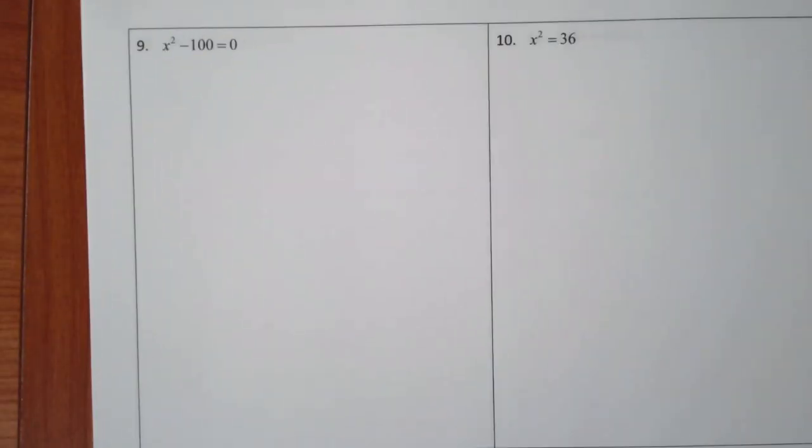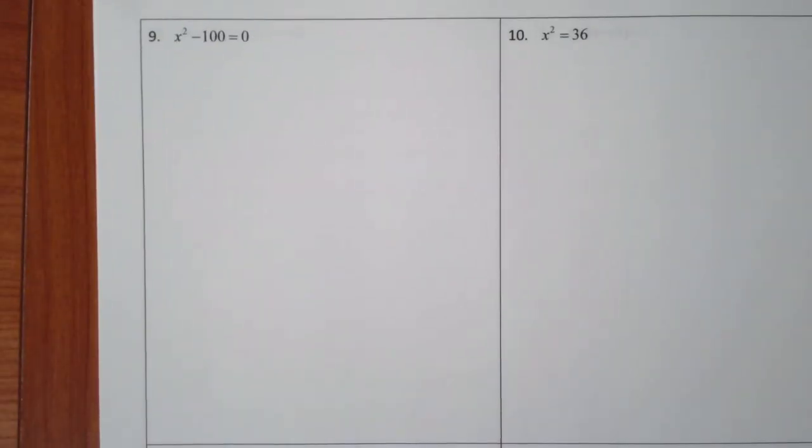Okay, continuing on with 5.6. Now this is where being able to look at a problem and determine the type of factoring we need to do is really, really important. Okay, so if I have x squared minus 100 equals 0, it is equal to 0.